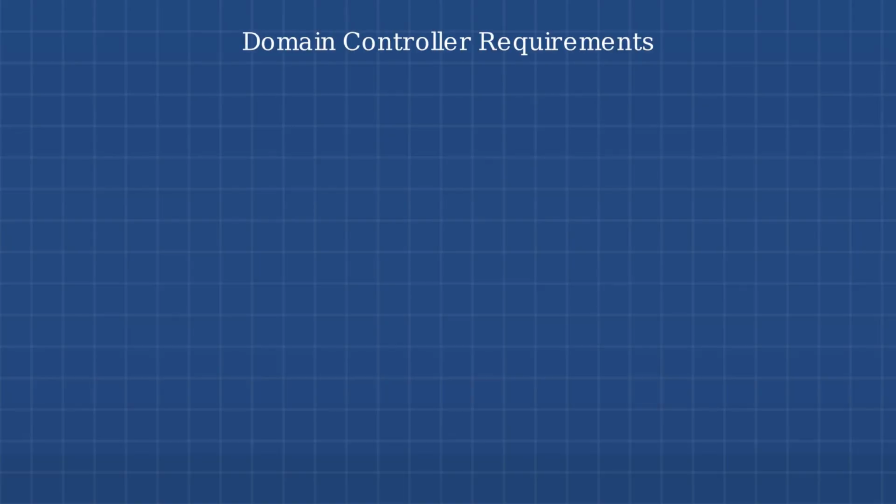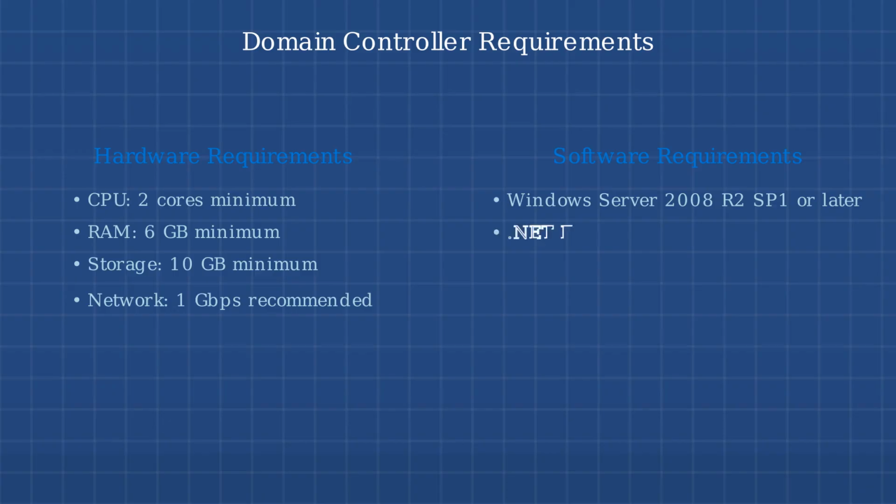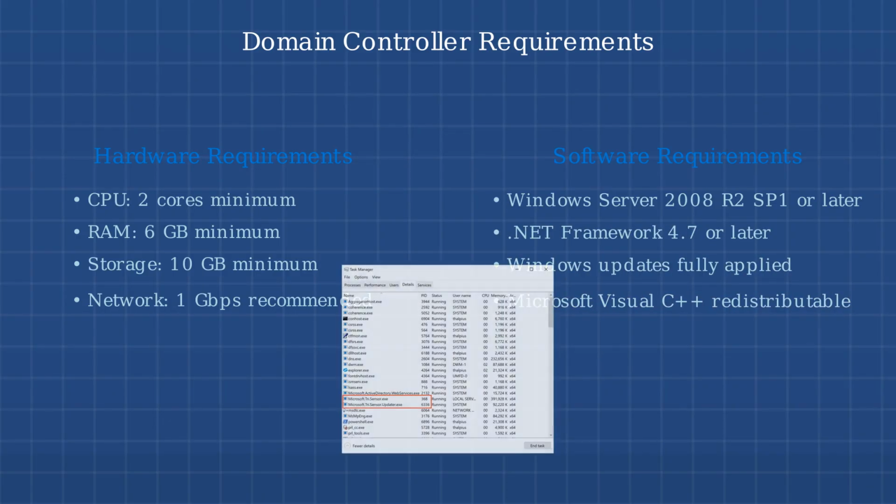Your domain controllers need to meet specific hardware and software requirements to run the Defender for Identity sensor efficiently. For hardware, you need at least 2 CPU cores, 6 GB of RAM, 10 GB of storage, and a 1 gigabit network connection is recommended. For software, you need Windows Server 2008 R2 Service Pack 1 or later, .NET Framework 4.7 or later, all Windows updates, and the Microsoft Visual C++ redistributable package.